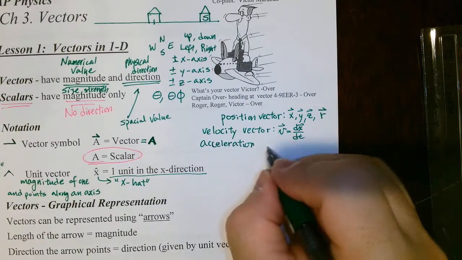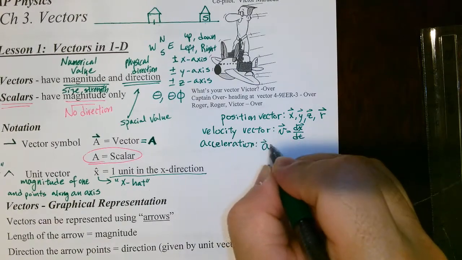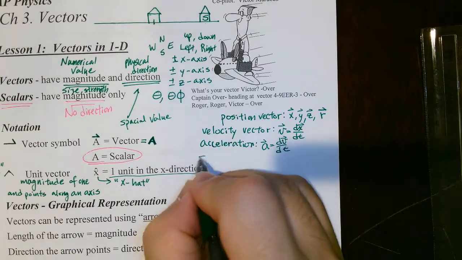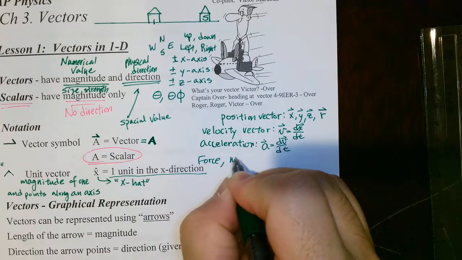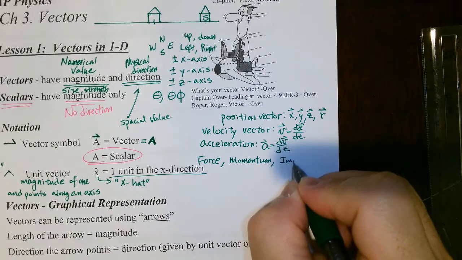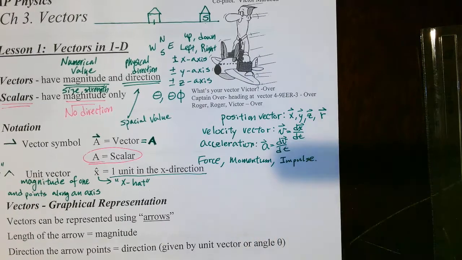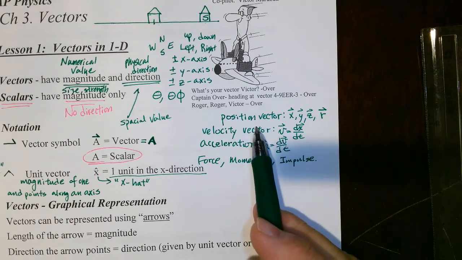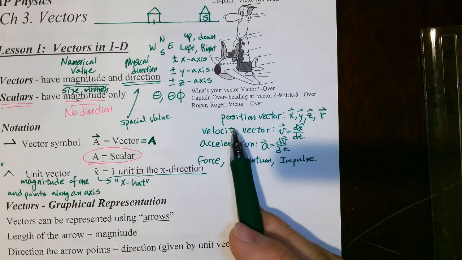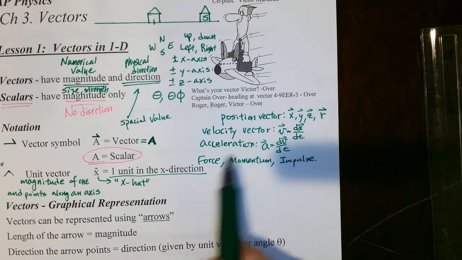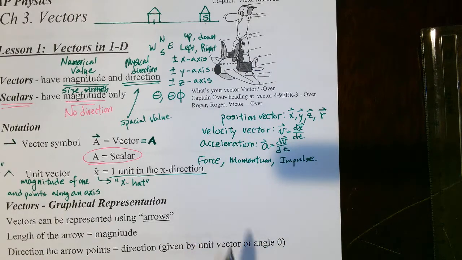Okay. Acceleration again is a, and that is dv over dt. And later on, we're going to know force, momentum, impulse, etc. Now, change in a vector is also a vector. So if I have change in position, that's also a vector, which is known as the displacement vector. Change in velocity vector is delta v, right? Change in acceleration is delta a, and so on.